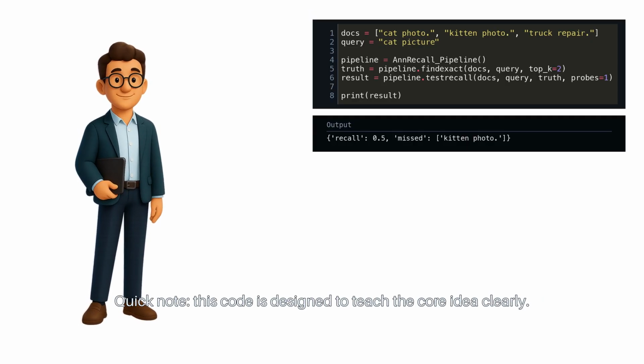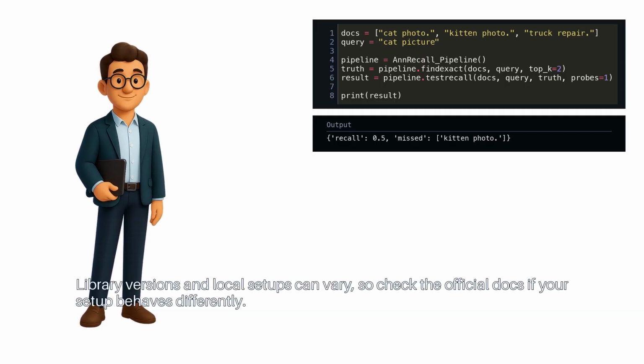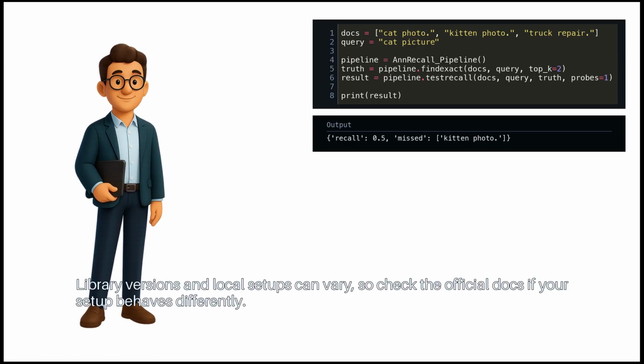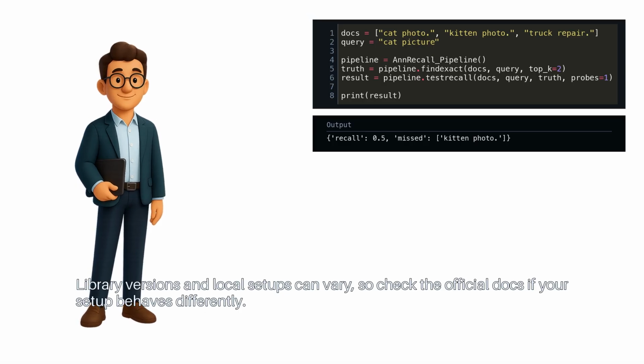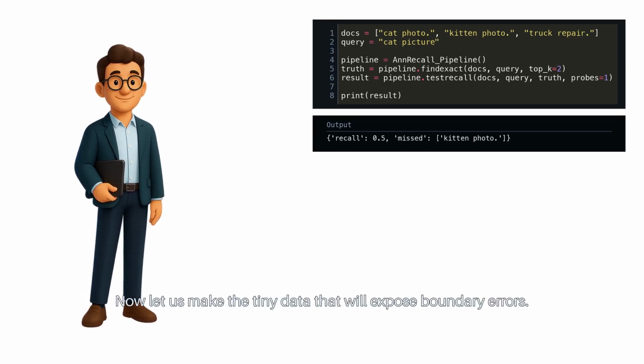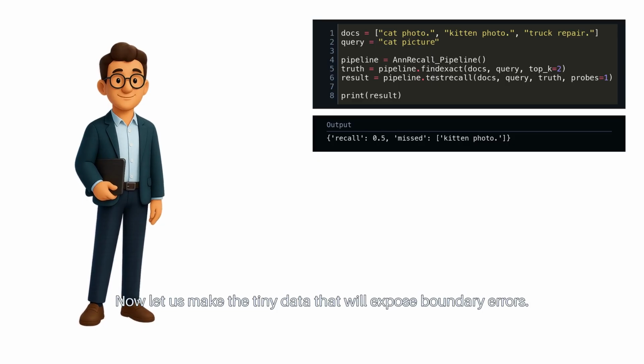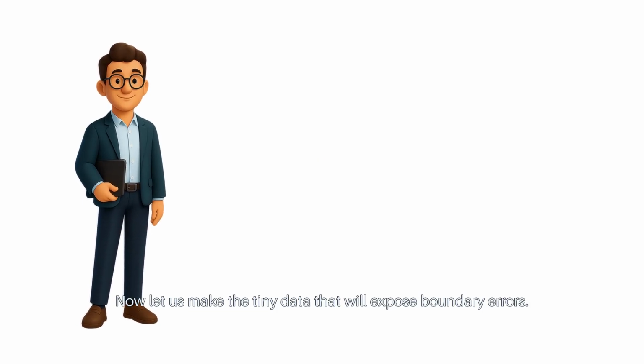Quick note, this code is designed to teach the core idea clearly. Library versions and local setups can vary, so check the official docs if your setup behaves differently. Now let us make the tiny data that will expose boundary errors.